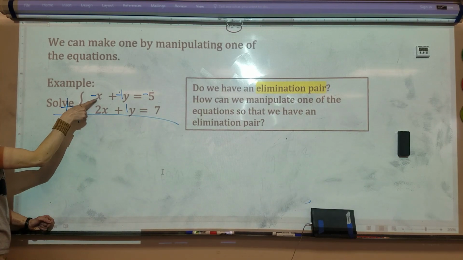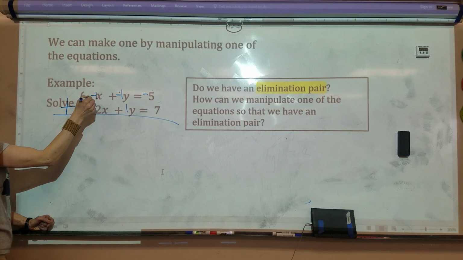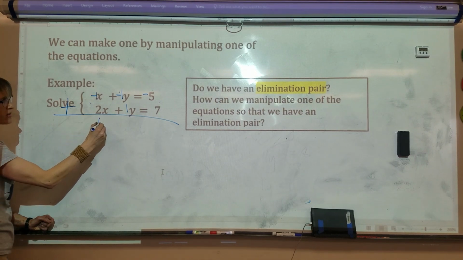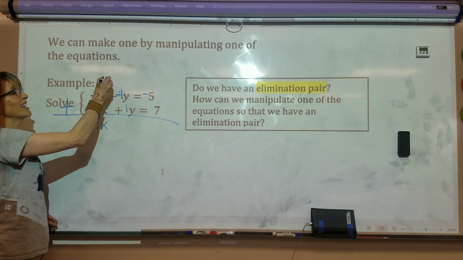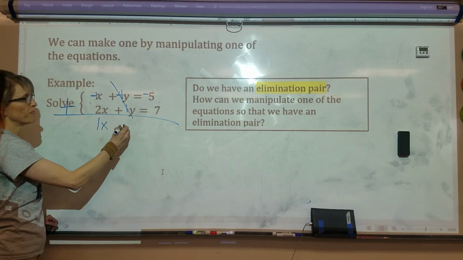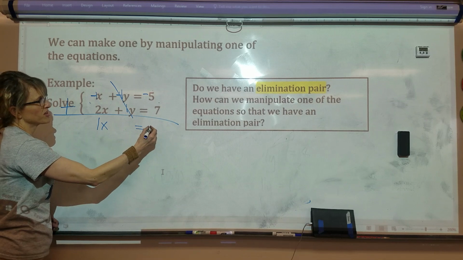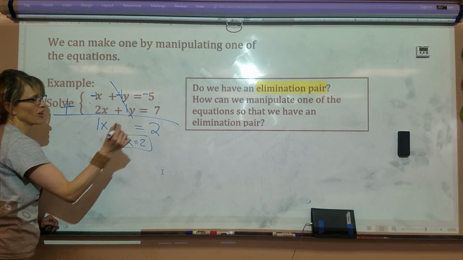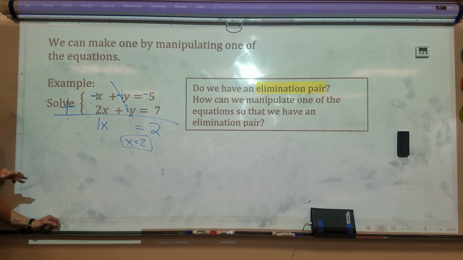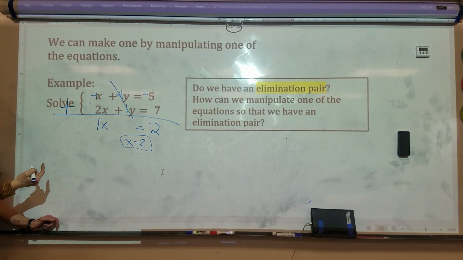I have negative x plus 2x. There's a 1 right there. Negative 1 plus 2 would be positive 1x. Negative 1y plus 1y eliminates. There's my elimination pair. Perfect. Negative 5 plus 7 is 2. And in one step, I just found out that x equals 2. That's why most of my students, after they learn all the methods, love the elimination method.